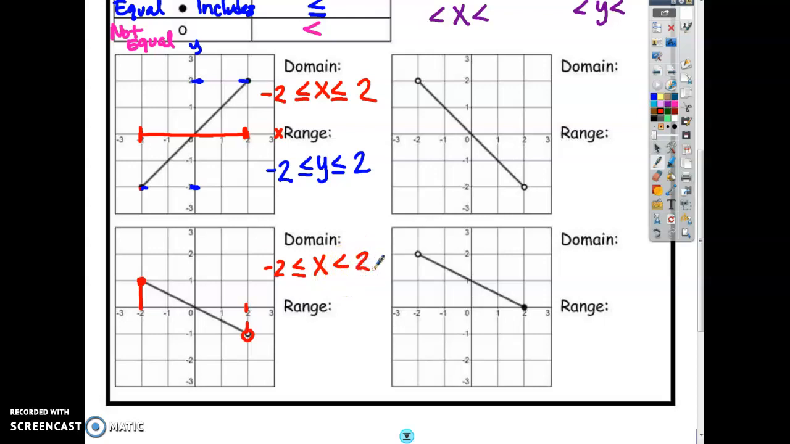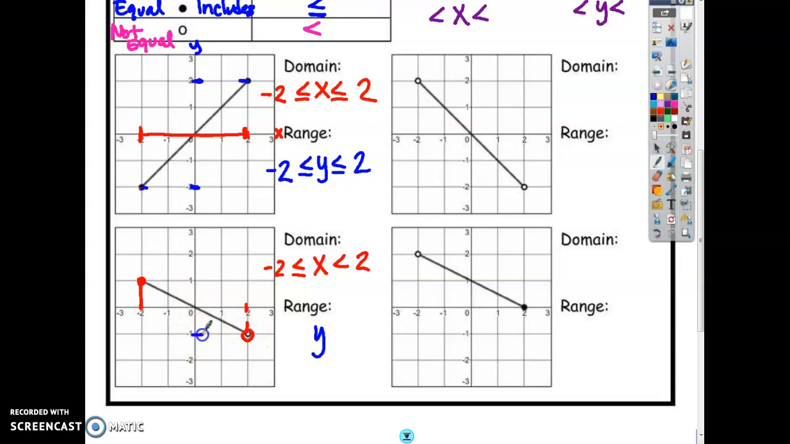So this is called -2 less than or equal to x less than 2. So it's between -2 and 2, but 2 is not included. Okay, 2 is not included in the solution. And if we do the range, we're going to do the same thing. We start with y. One of them is going to have a line underneath, and one of them is not going to have a line underneath because one's a closed circle and one's an open circle.